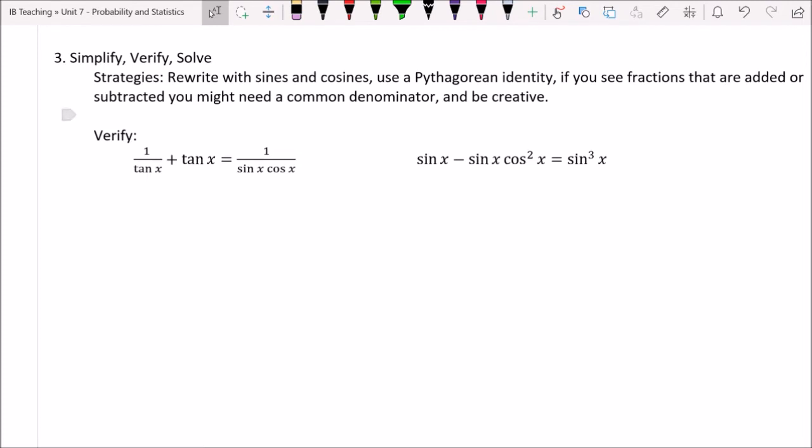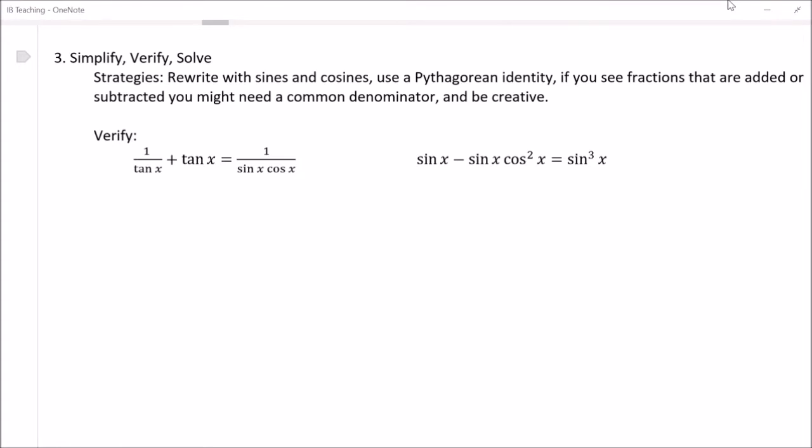So I'm not going to spend a bunch of time specifically or explicitly on simplifying, and the reason for that is because we're going to use simplifying skills when we do the verifying and solving problems. I've got a handful of questions for each verifying and for solving that we're going to go through today. So before we do that, I want to remind you of the basic strategies we're going to use.